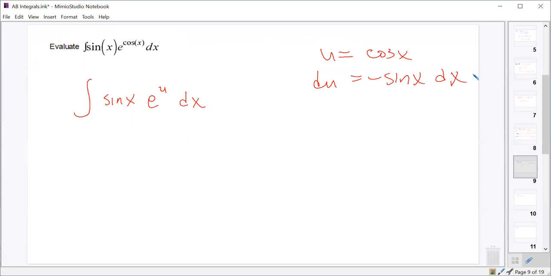Okay. So if we had negative sine x dx over here, I could replace it with a du, but I don't quite have that, do I? If I could replace a negative sine x dx with a du, I'd have a du over here, right? True? How can I get a negative sine x dx over here?